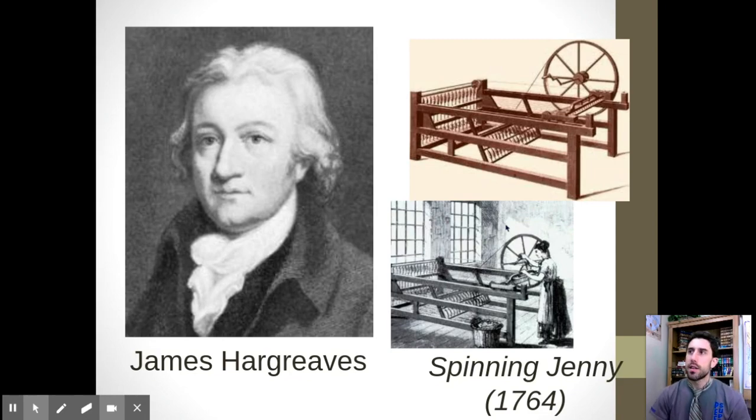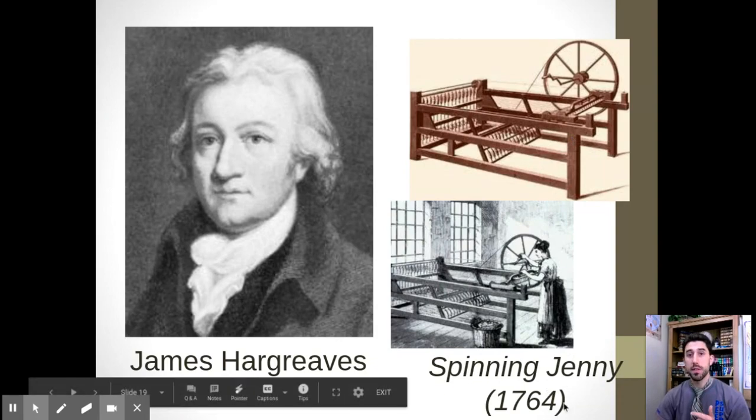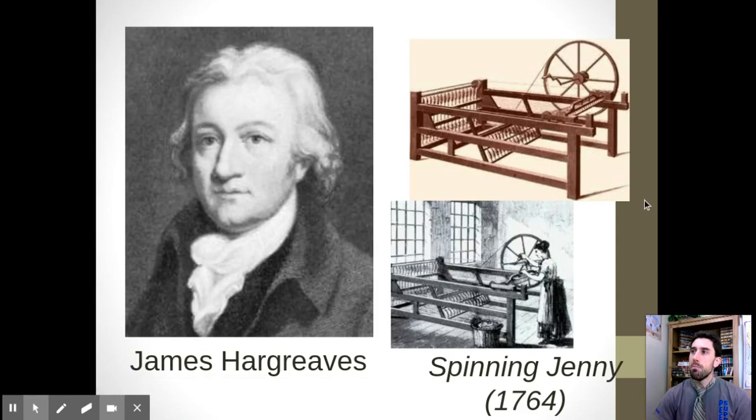And this is a device that can spin more than one thread at a time. And it's just a hand cranked turn thingy. So a person is still cranking the thing, but one person can spin more than one thread at a time. And so now you've more than doubled your production of threads. So that's an important thing. You need to produce threads fast enough to keep up with the weavers. And the spinning jenny allowed that to happen by 1764. So James Hargreaves developed the spinning jenny, and then we see versions that improve this over time.